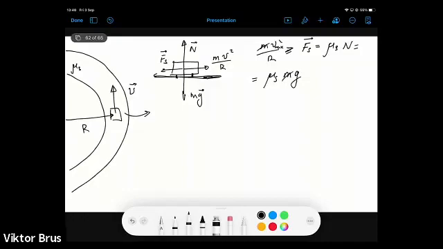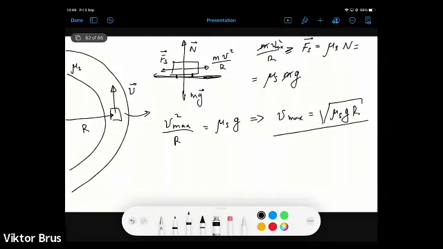And we can get the expression for the maximum velocity: V maximum squared over r is equal to mu s times g. From here, V maximum is equal to square root of mu s times g times r. So we see that if we increase radius, so the road becomes less curved, then we also can increase maximum velocity.